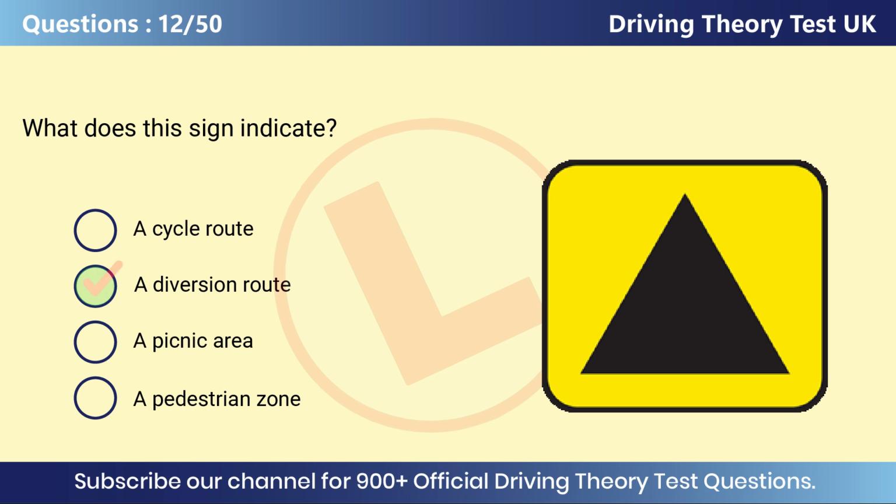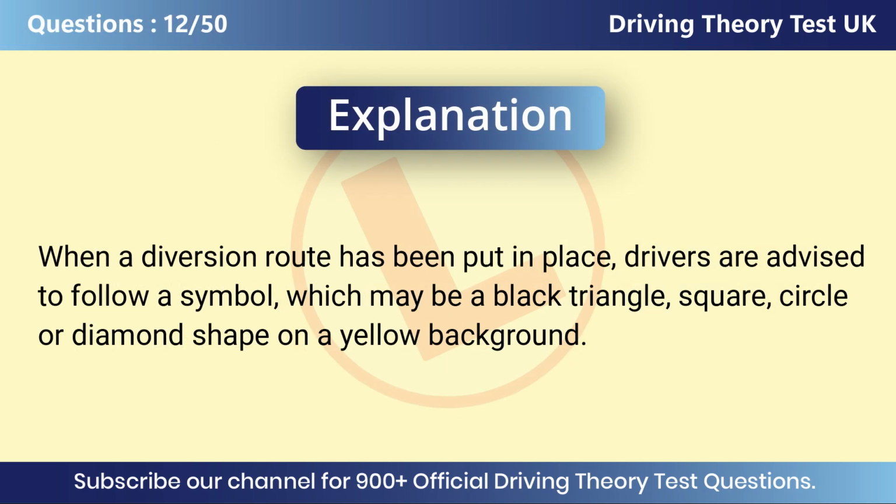B. A diversion route. When a diversion route has been put in place, drivers are advised to follow a symbol, which may be a black triangle, square, circle or diamond shape on a yellow background.